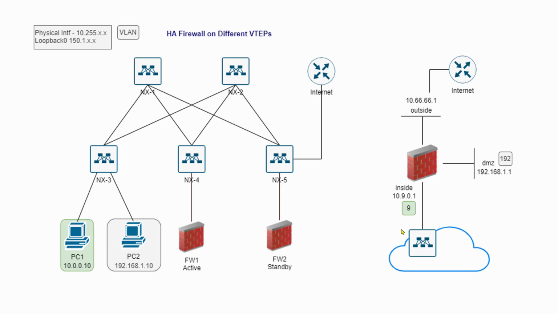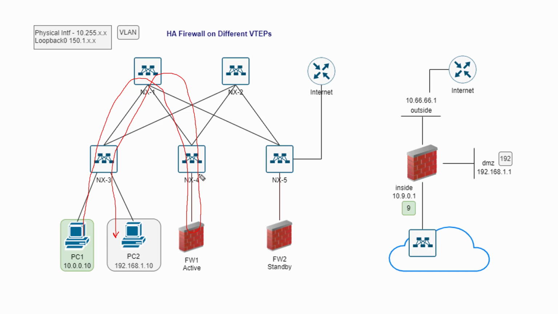So let's think about a normal day. If firewall 1's active, what's the traffic flow? It's going to be similar to what we've seen. Let's say PC1 wants to talk to PC2, it has to go through the firewall. So it comes up here, goes to the active firewall, which routes it, and then it gets bridged down to PC2. And then the return traffic follows the same pattern in the reverse direction.